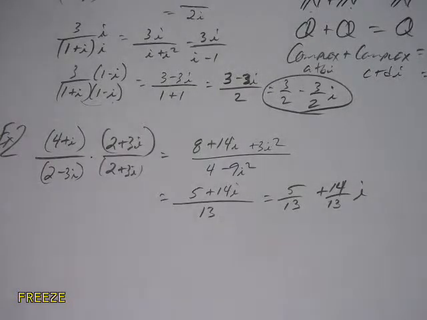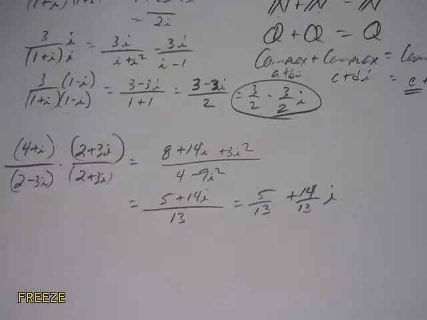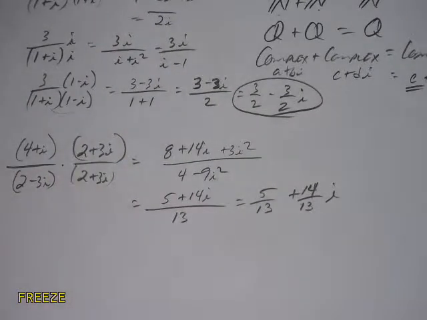Second or two to finish this out. This is why it's really important for you to be able to multiply complex numbers. That's why I asked to make sure if you guys had any questions on that. 3, 2, 1. There we go. 5/13 plus 4/13 i. Raise your hand if you had that answer. Only two people.